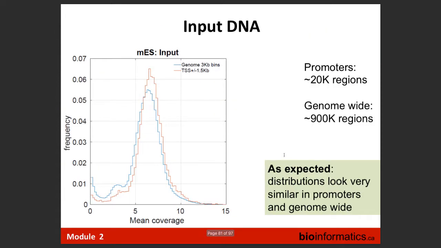And let's see what we see. When we look at input, the blue curve is genome-wide, the red curve is promoter, we have exactly the same peaks. And it's nice, right? So input at promoters looks exactly the same as input anywhere else. So we don't have much bias when we look at the 3 kb resolution.